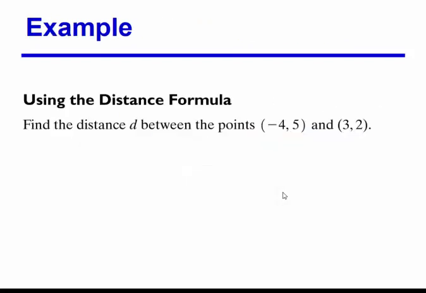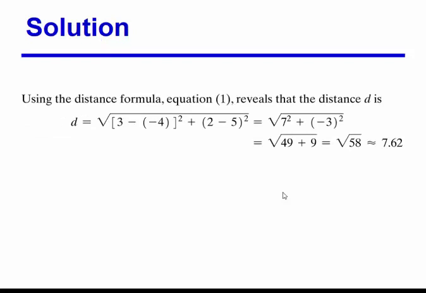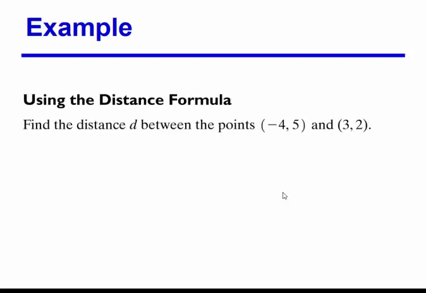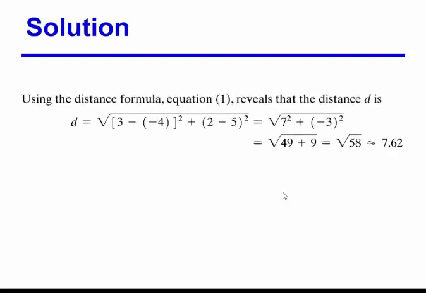And so here's an example of the distance formula. We have the points (-4, 5) and (3, 2). You can designate one of the points (x1, y1) and the other (x2, y2), and put these values into the distance formula. So we did (3 minus -4) squared plus (2 minus 5) squared, which gives us 7 squared plus (-3) squared, which ends up being the square root of 58, approximately 7.62 units.